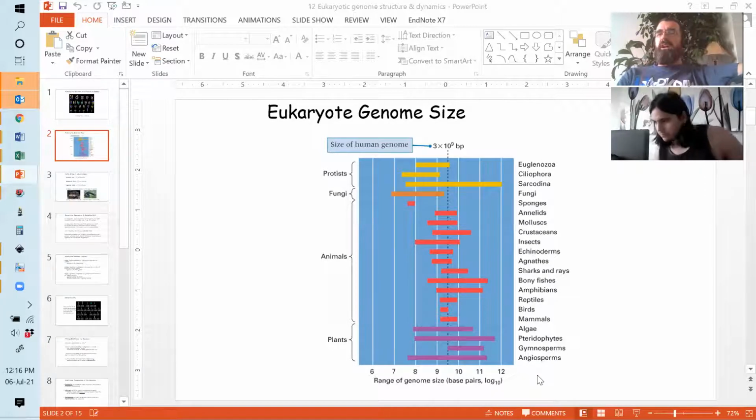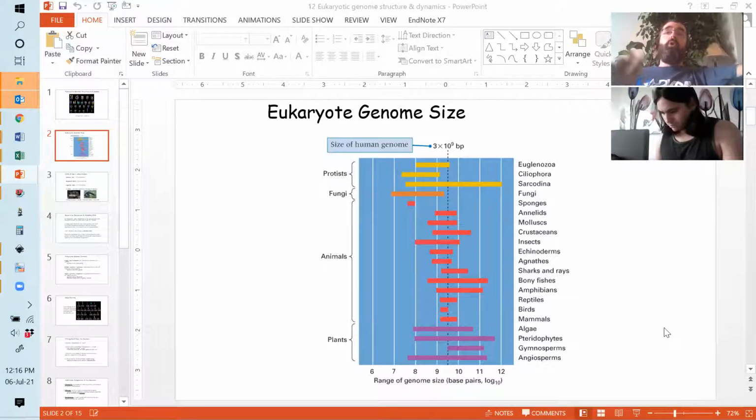Plants are often really large, right? Angiosperms and gymnosperms can easily have twice, 3 times the size of our genome. I think the largest one that I know of is wheat. Wheat has a genome of about 100 billion base pairs, or 110, something like that. So a whole order of magnitude larger than our own genome. And yet you don't see wheat plants ruling the world and building airplanes and stuff.